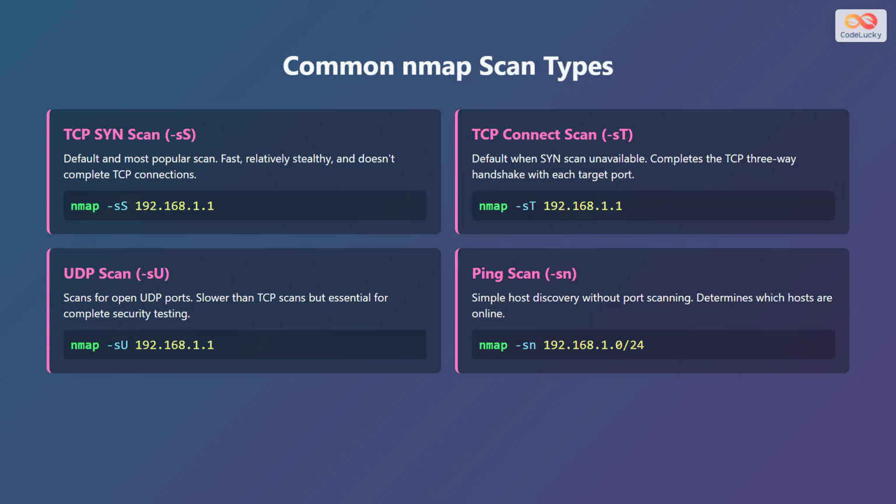Next, we have the TCP Connect scan, which uses the flag -sT. It is the default option when a SYN scan is unavailable, and completes the TCP three-way handshake with each target port. The command structure is nmap -sT and the target IP address.